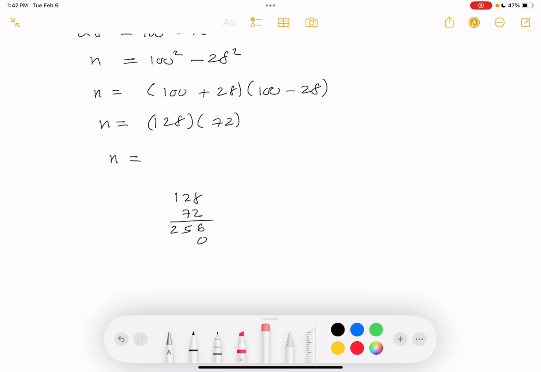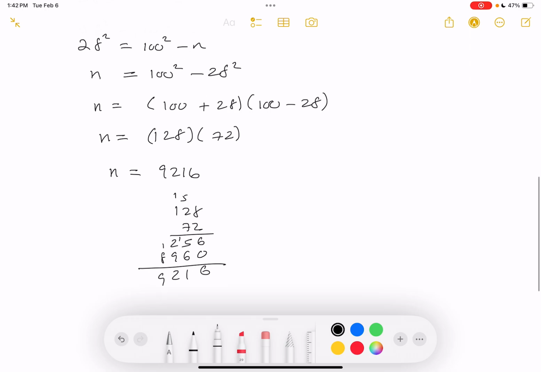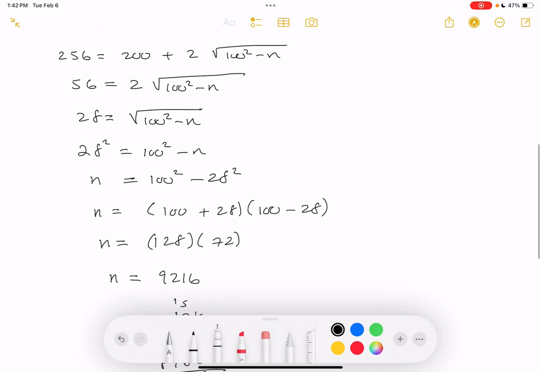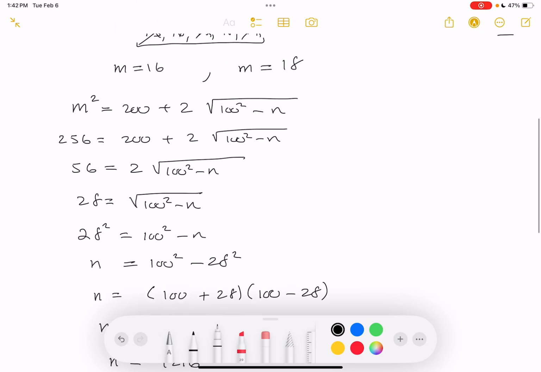Let's see, 7 times 8. That's 56. 14, 19. 7, 8, 6. Let's see, 11, 12, 9, 2, 1, 6. Okay, so I got one answer. Let's do the other one now. And oh boy, it's a lot of work, wasn't it? No, let's do the m.